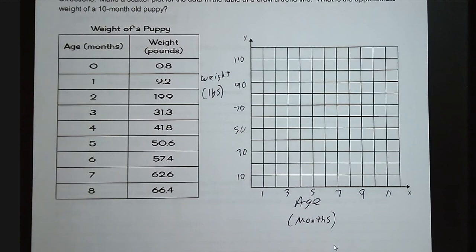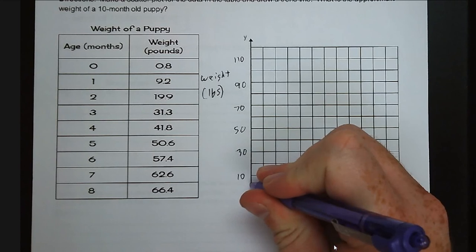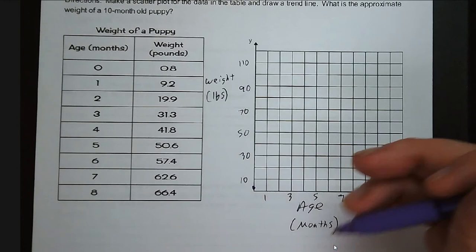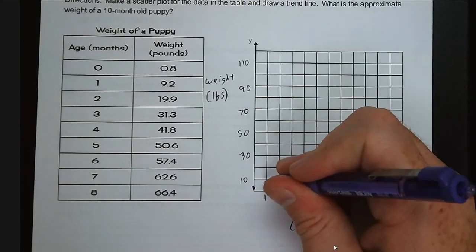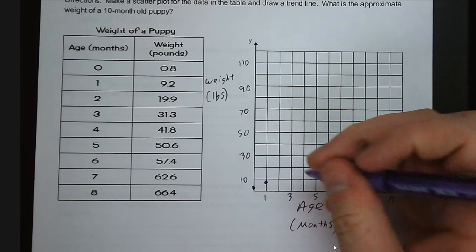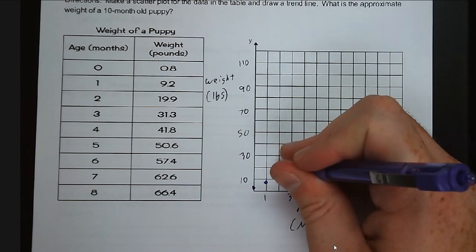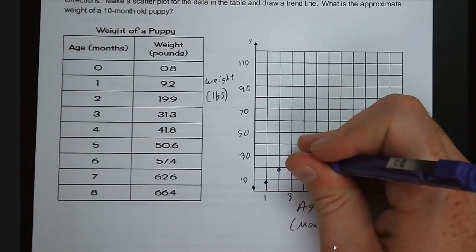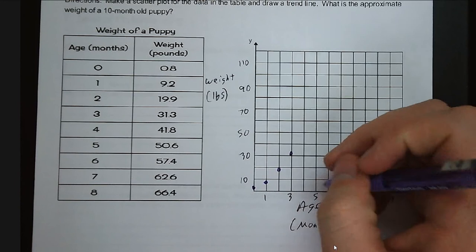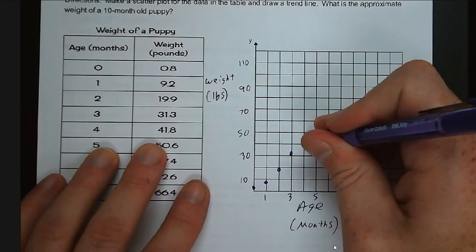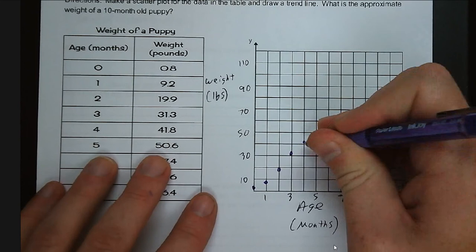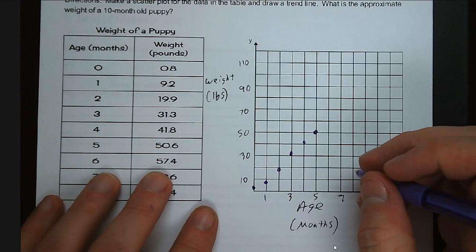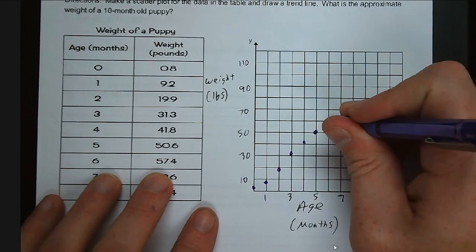So I have a point at 0 and 0.8, so that'll be right about there. When the puppy is born, it has 0.8 of a pound of weight. We have a point at 1 and 9.2, so just under 10. We have a point at 2 and 19.9. We have a point at 3 and 31, so just over 30. We have a point at 4 and 41, so just over 40. 5 and 50.6, so just above 50. 6 and 57.4.